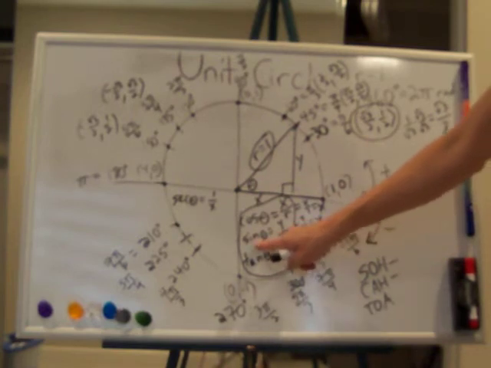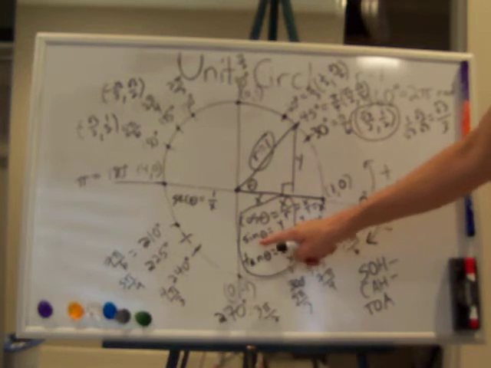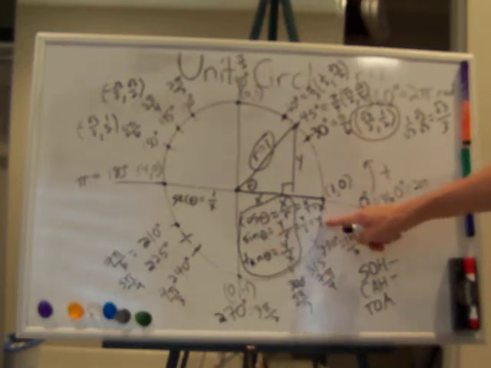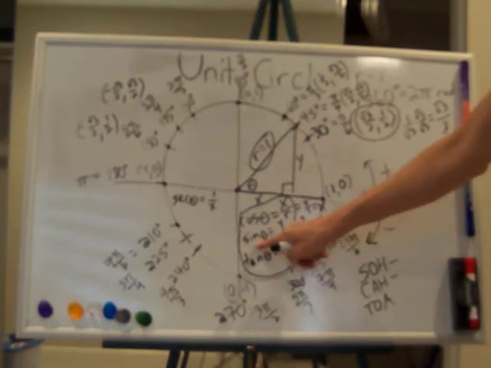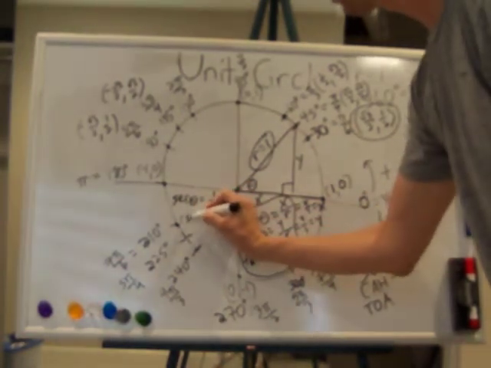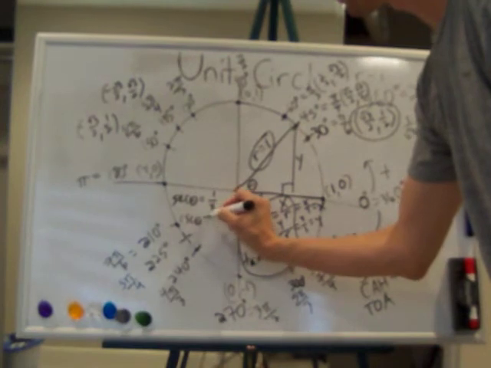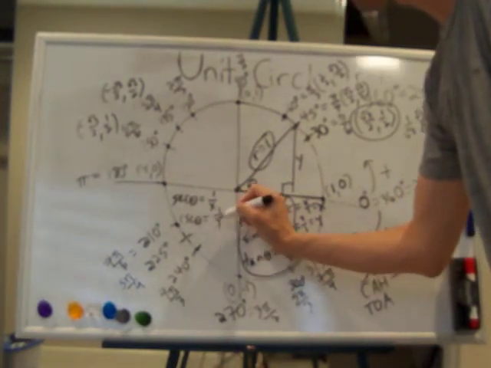So next is sine. What's the reciprocal of sine? Cosecant, right? So sine of theta is equal to y in the unit circle. So what's the reciprocal of y? 1 over y. So therefore, cosecant of theta is equal to 1 over y, right?